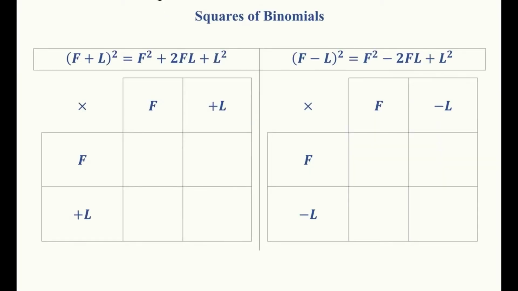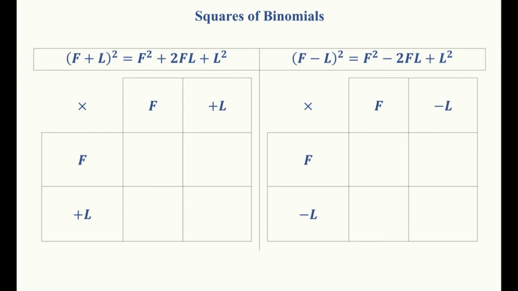The first group of special products we're going to look at are the ones that are squares of binomials. Here you can see we have a binomial f plus L that's being squared, and here we have f minus L being squared. So this is the formula that we're going to be using to handle these, and of course where it comes from is very simple.